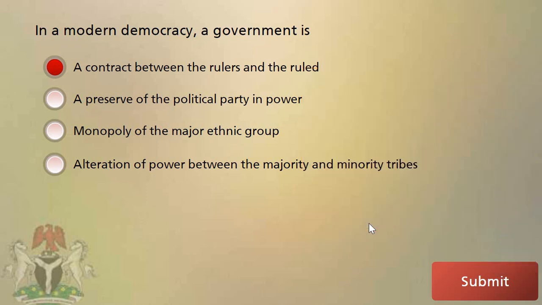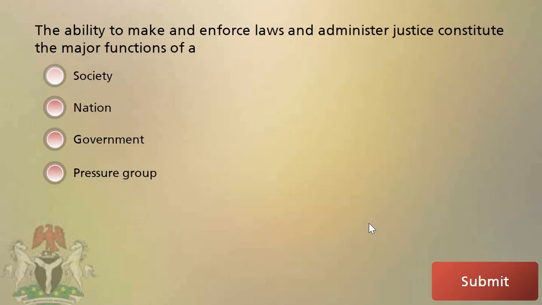Question 2. The ability to make and enforce laws and administer justice constitute A, society; B, nation; C, government; D, pressure group. I want you to know that government is a political direction and control exercised over the actions of the members, citizens, or inhabitants of communities, societies, and states, direction of the affairs of state and community, etc. So for this question, the right answer is government.